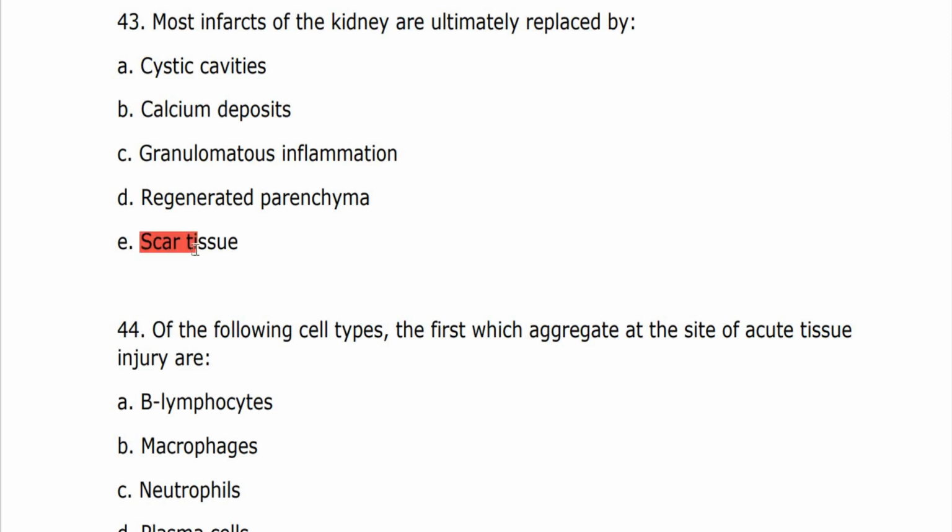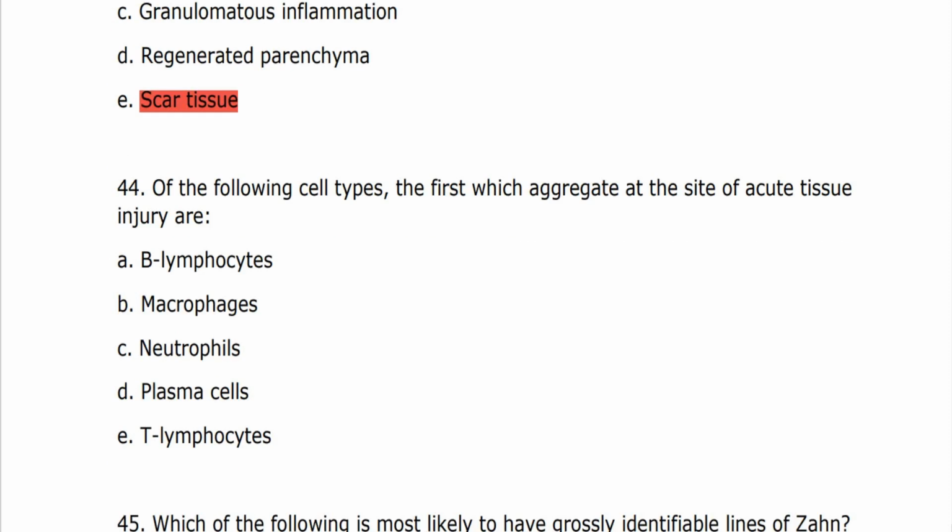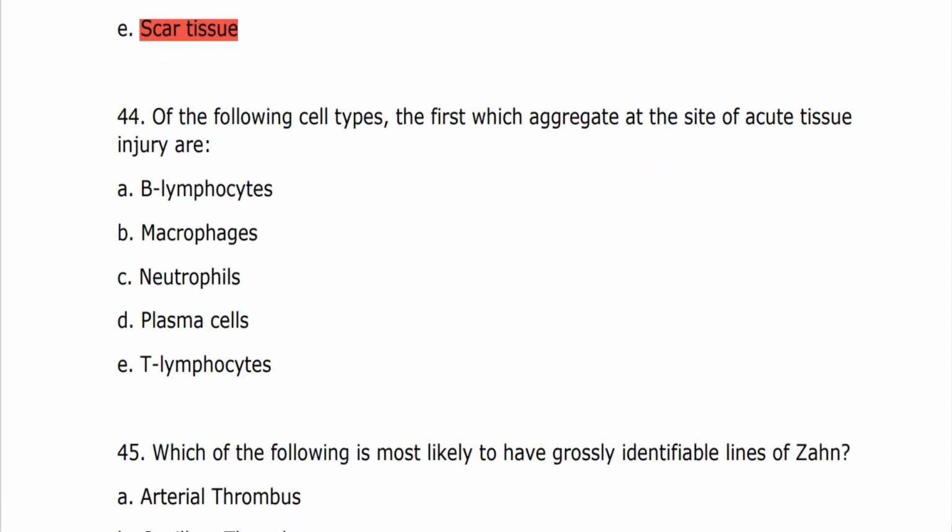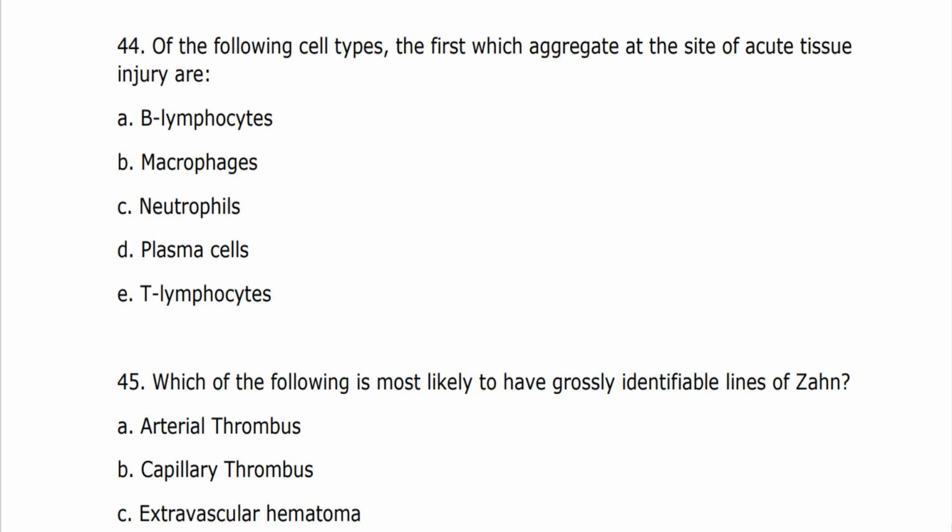Same thing with the heart, which is why things like myocardial infarction are also very dangerous, because the muscles will not regenerate. These are not labile cells.